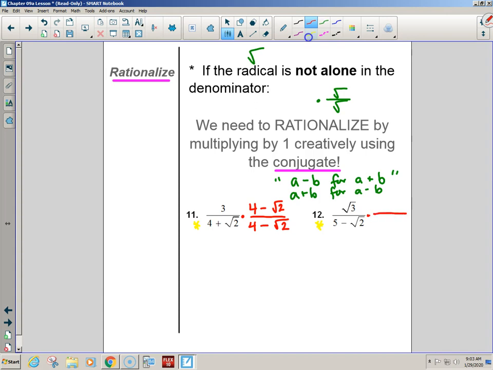Right? What's on top? I'm not worried about the root 3 because it was in the numerator, and I don't mind them in the numerator. I just mind them in the denominator. Caleb, so for number 11, the 3 doesn't matter? It's not something for me to worry about. Yeah, just the bottom. Just the bottom.